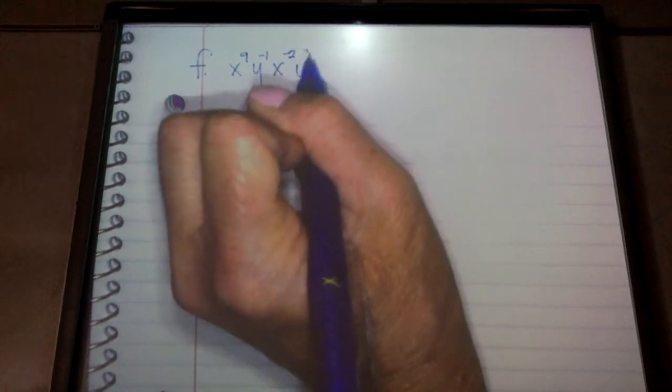I'm going to actually turn the page for these next ones. They require a little bit more work, and towards the end we are going to need our calculators. Let's go ahead and jump in with part F. Now, part F is x to the 9th, y to the -1, x to the -2nd, y to the 3rd, and y to the -7th.